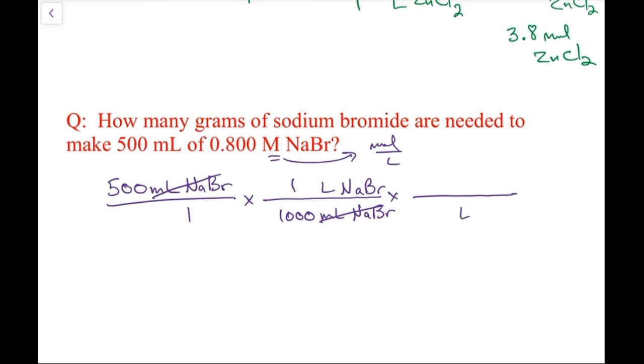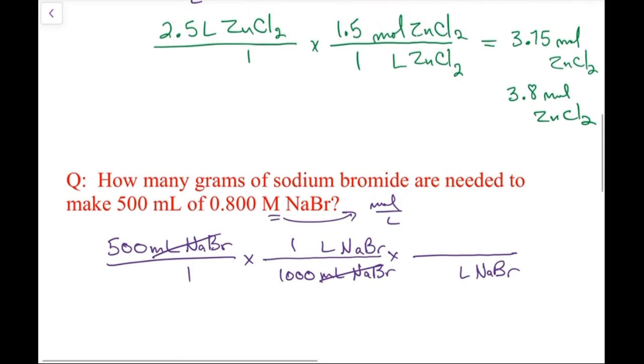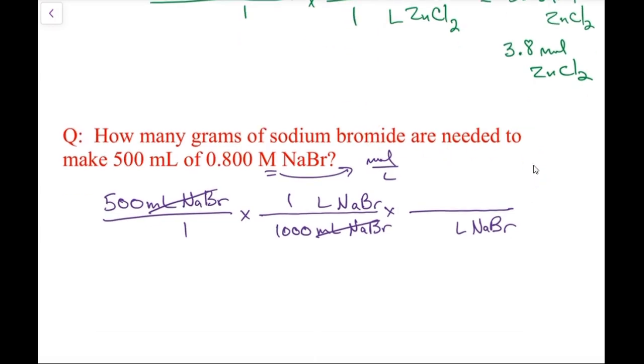And then from liters of NaBr, if you'll notice we did this up above, just like we did it with the ZnCl2, we can go to moles using the molarity from the problem. In this case, the molarity is a little bit different. I better put my unit label in first. The molarity is 0.800 molar NaBr. So that means that 1 liter is equal to 0.800 moles, and that allows me to cancel liters.